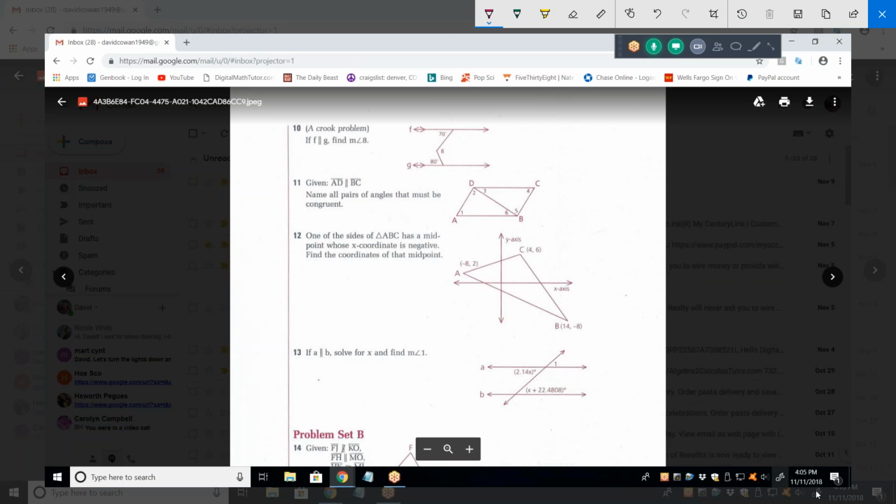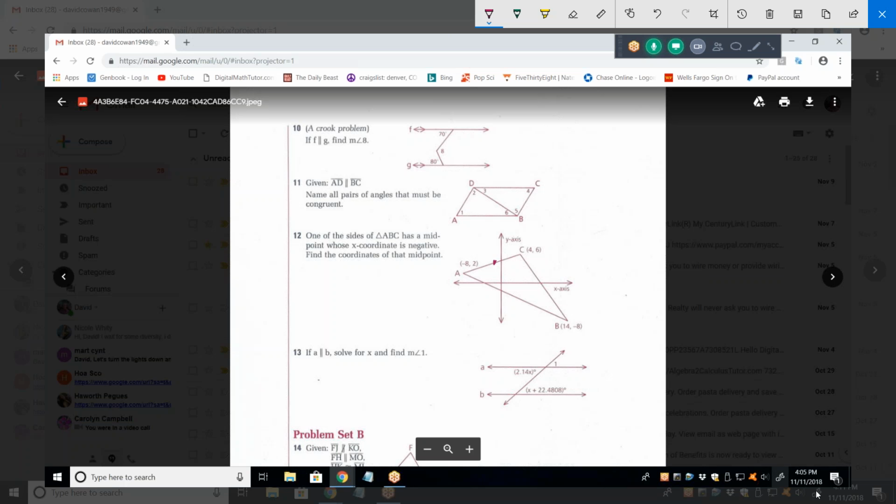One of the sides of that triangle has a midpoint whose x coordinate is negative. Well, that's got to be right there, right? In other words, it can't be this side BC, and it doesn't look like it's AB. The midpoint of AB looks to have an x coordinate that's positive. Find the coordinates of that midpoint.